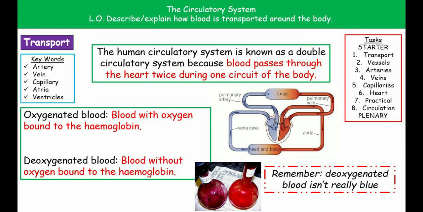Okay, and we do kind of use misleading diagrams as well, because obviously on the diagram above you can see it's the blue side. But the blood itself, when deoxygenated, is never blue. It's actually that dark purple colour. The reason it looks blue when you look at your veins is because of the way that the light is transmitted through your skin. So remember, oxygenated blood is red and your deoxygenated blood is a dark purple colour.